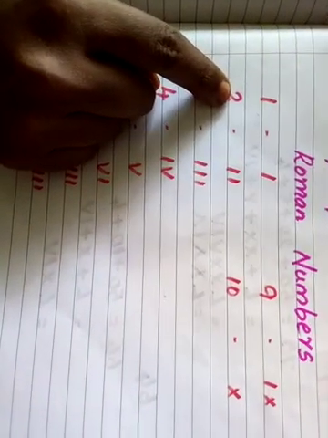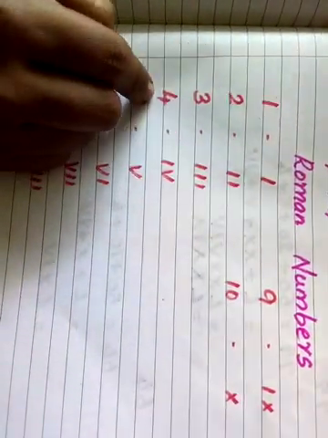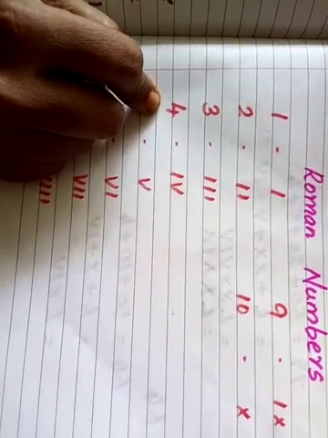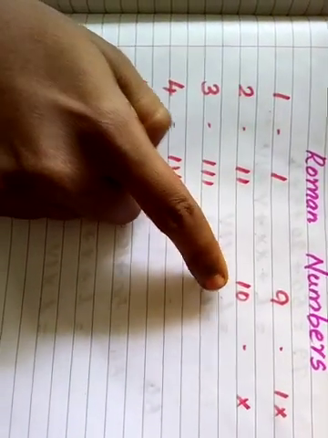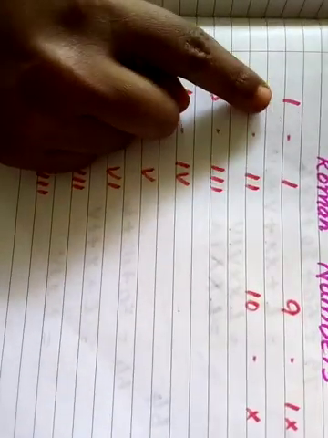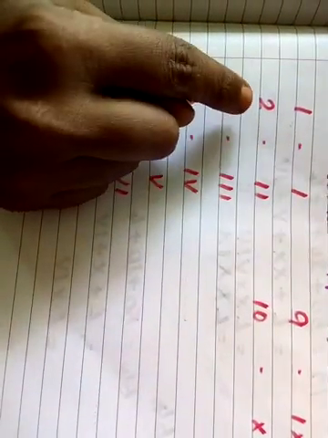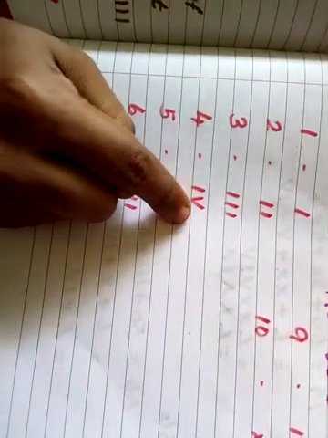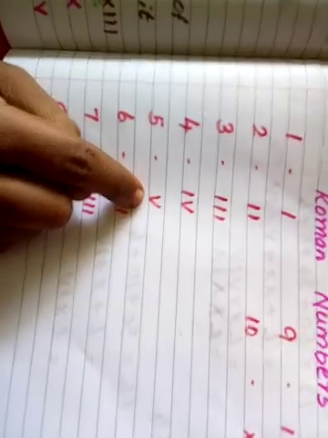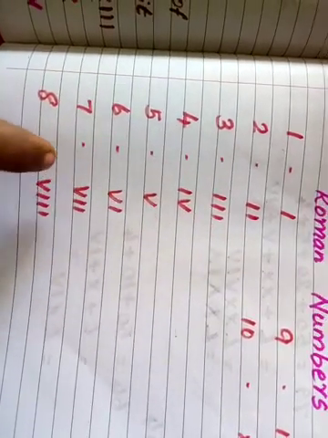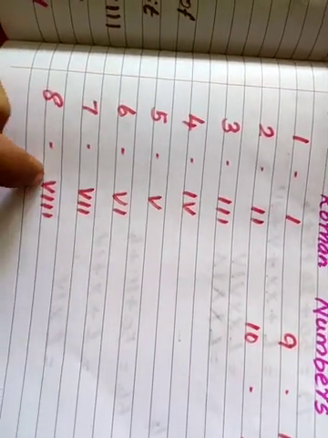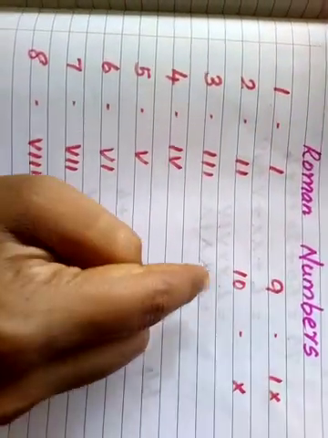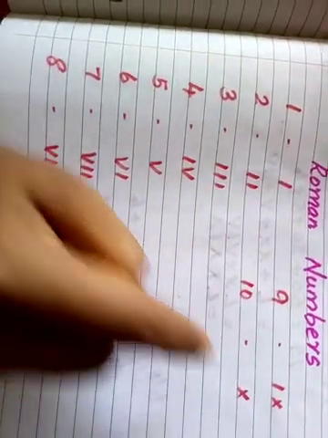In this video, we will discuss Roman numerals or Roman numbers. Already you have learned about numbers in Roman numerals up to 10. So, you know, for 1 we write I, for 2 we write II, and 3 is III, 4 is IV, and 5 is V, 6 is VI, and 7 is VII, 8 is VIII, and 9 is IX, and 10 is X.